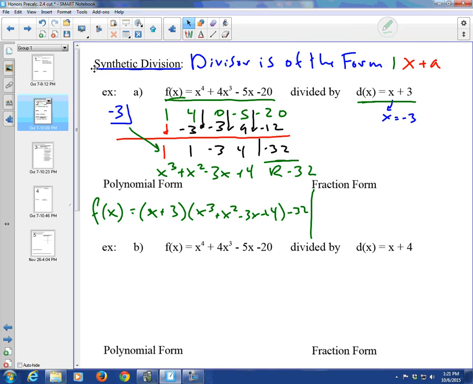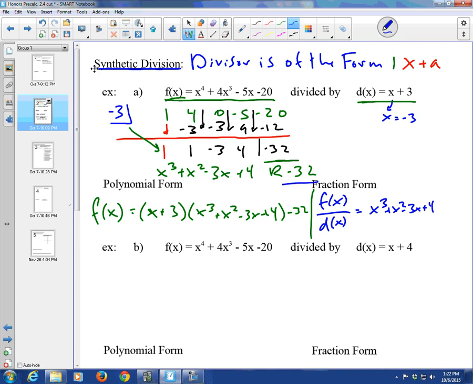And then we can also write it in fraction form, and of course fraction form is a representation of the division we've just done. F of x divided by d of x is going to give us right here the quotient, x cubed plus x squared minus 3x plus 4, and then that remainder of negative 32 is still being divided by our divisor, x plus 3, so we can call this plus negative 32 over x plus 3, or minus 32 over x plus 3.